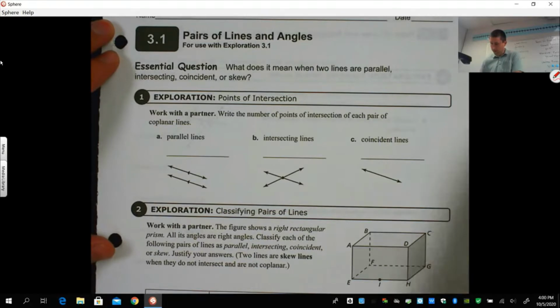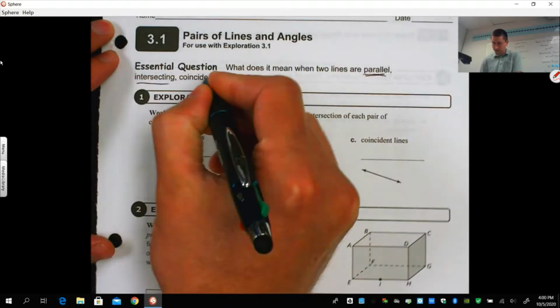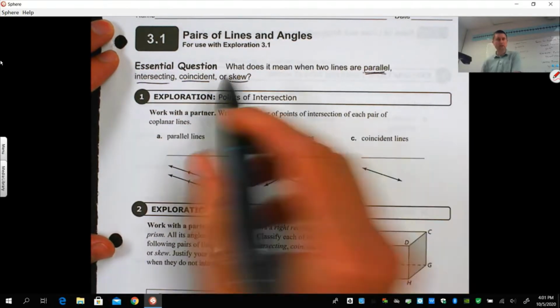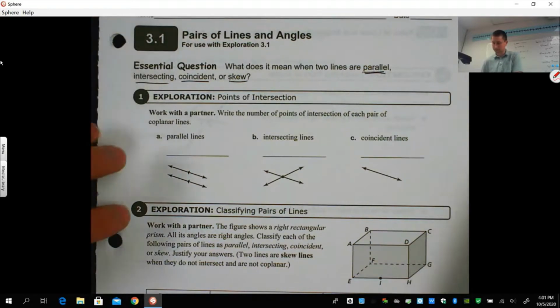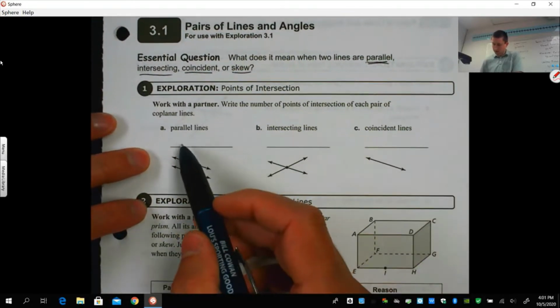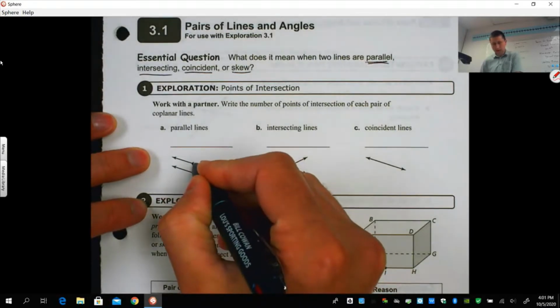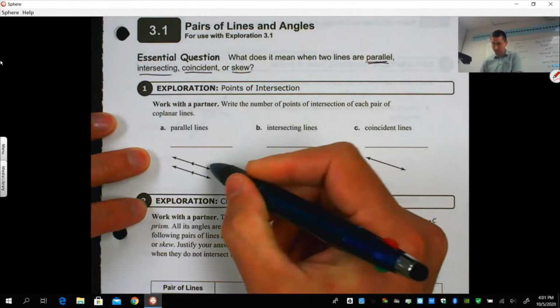And our first is some vocabulary words here. We have the words parallel, intersecting, coincident, and skew. Okay, those last two might be a little bit new. First two, hopefully, they sound familiar for you. So parallel lines, we're familiar. I want to make sure you know this is the symbol for parallel lines. You see those triangles right there on your page, and that means we have parallel lines.